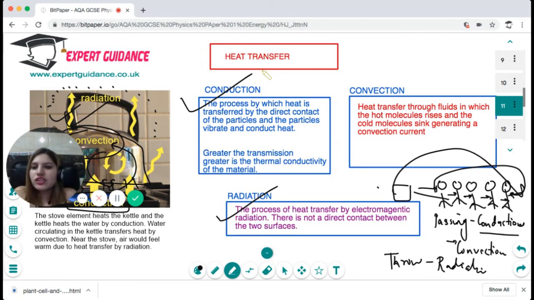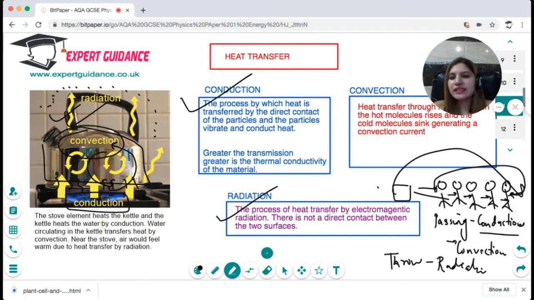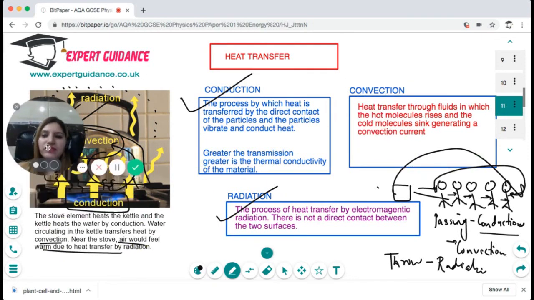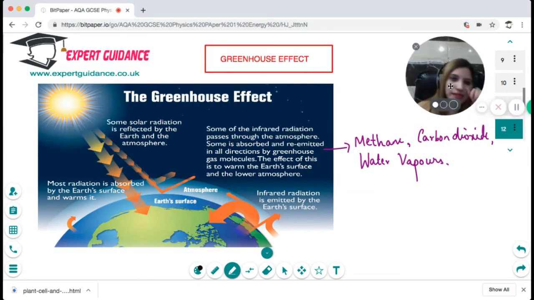Okay, so in the figure here, the stove element heats the kettle, and the kettle heats the water by conduction. Water circulating in a kettle transfers heat by convection, and near the stove, the air would feel warm due to heat energy by radiation. Now, you should know the difference between conduction, convection, and radiation, and the examples where each takes place. Now, let's see the mechanism of the greenhouse effect.